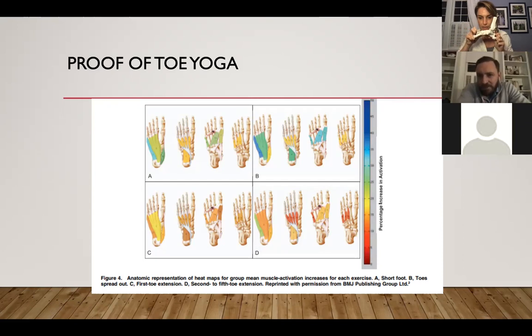The arch curve is just a bunch of joints that are curving. It's not like a curved bone, correct? No, it's a bunch of joints. Exactly. And because it is a bunch of little joints, it's very highly changeable.